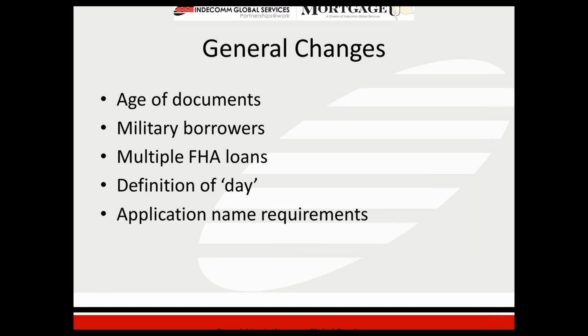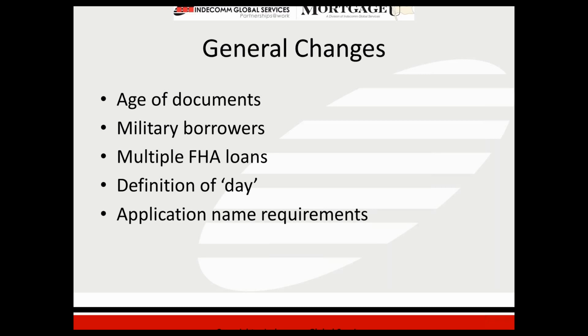So let's take a look first at the age of documents. Documents for origination and underwriting may not be more than 120 days old at the time of the disbursement date, which, as you know, is your funding date. So that has been made a little bit different. It's expressed a little bit more clearly now than what we were used to in the 4155 manual, where it stated the documents had to be 120 days old at the time of closing. So that's no longer the rule.